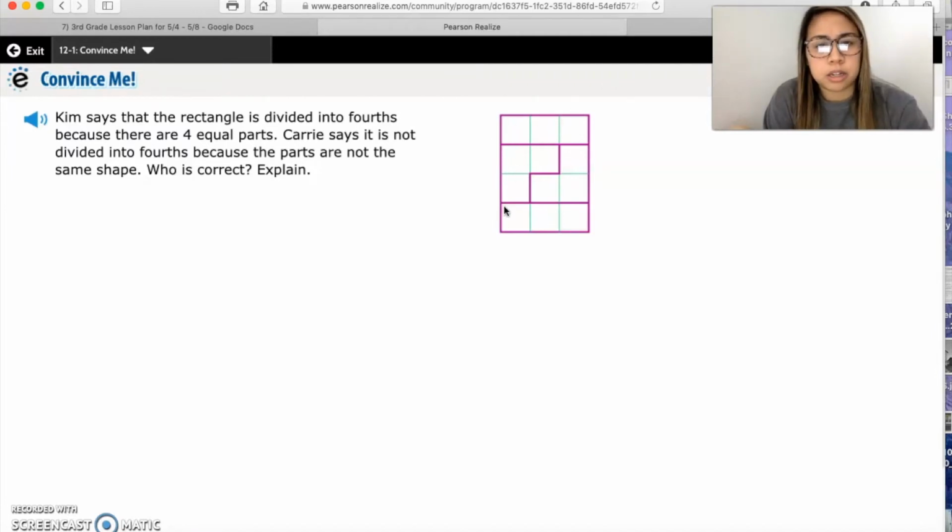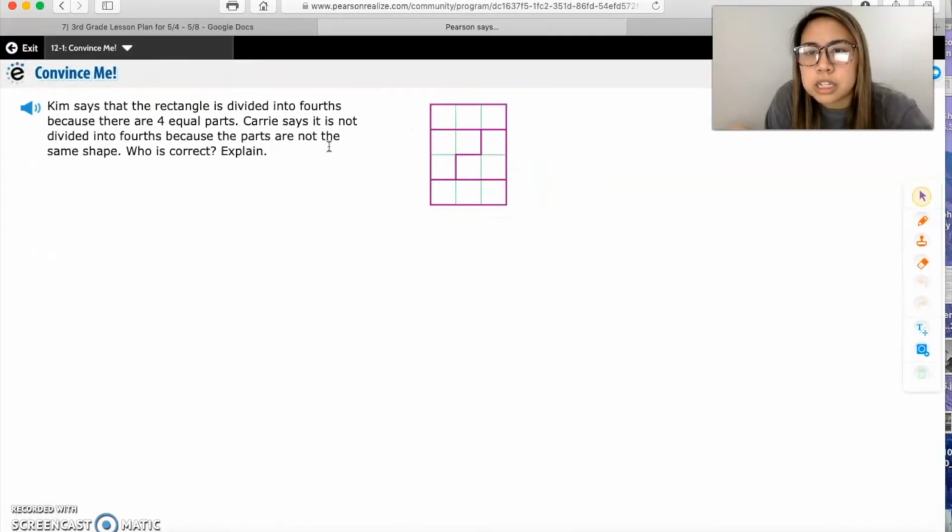Okay, so Kim says the rectangle is divided into fourths because there are 4 equal parts. So this is a part, that's a part, that's a part, and each shape looks like they have an equal part of 3 unit squares. But Carrie says it is not divided into fourths because the parts are not the same shape. So when you're dividing a fraction, as long as the unit squares inside are equal, and since all these squares are equal, it doesn't matter which way they're cut, as long as they're equal inside, they are still a fraction. So Kim is actually correct.